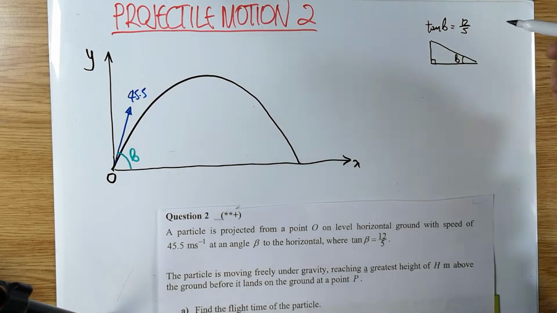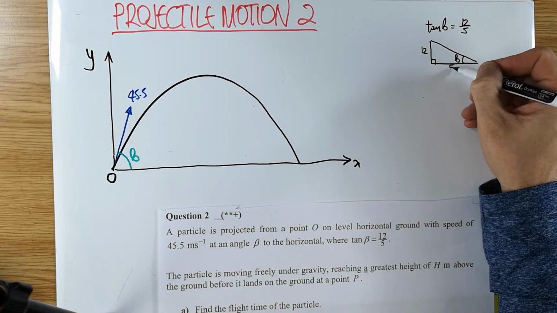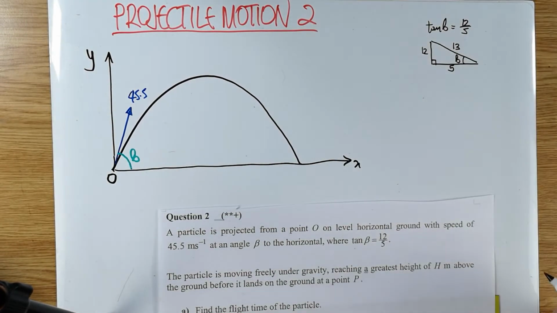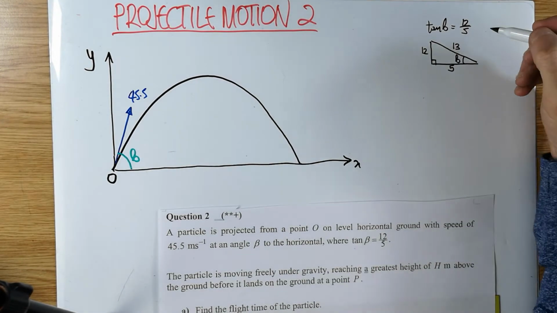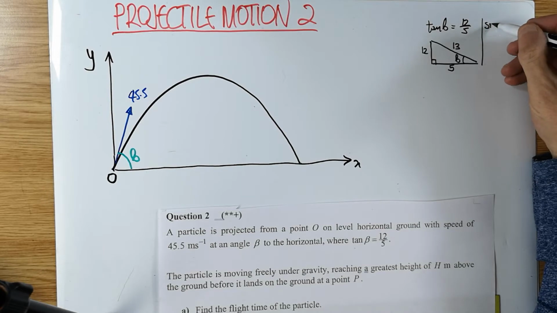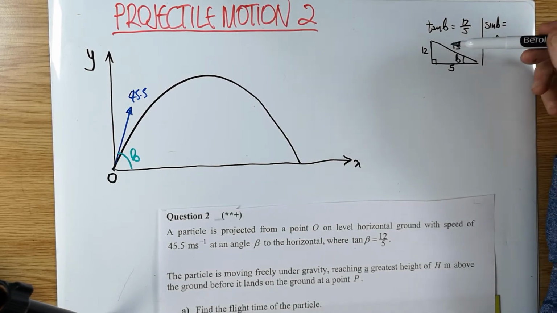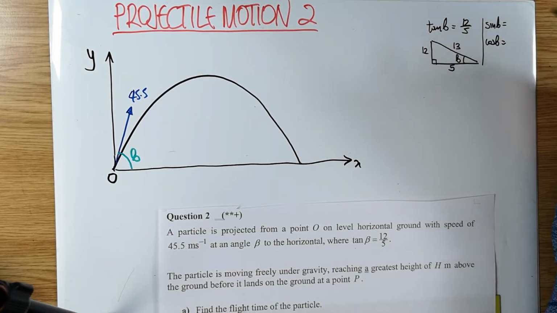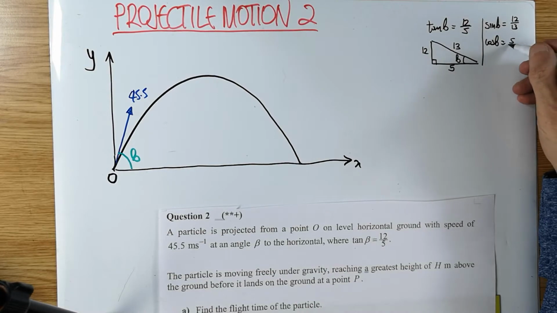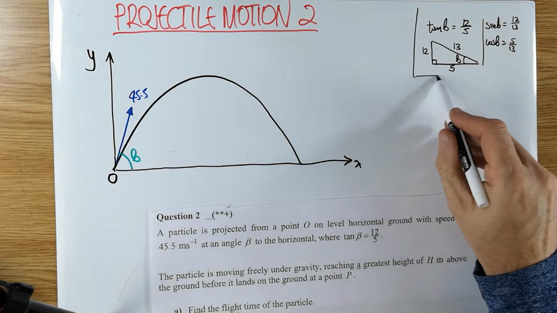So that's my angle beta. Tan is 12/5, so that is 12 and 5 here, of course not to scale. And using Pythagoras, you'll find that the missing side is in fact 13. And therefore, from this information, we have the sine of beta and the cos of beta. The sine is 12 divided by 13 in exact form, and the cos is of course 5/13. So let's put this information in a box.